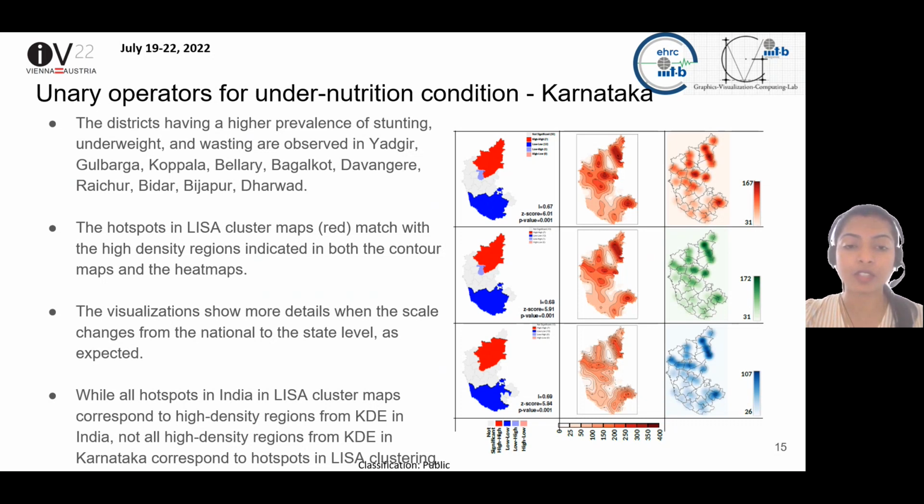We see that the visualizations show more details when the scale changes from the national to the state level, as expected. But not all high density regions from KDE in Karnataka correspond to hotspots in LISA clustering.